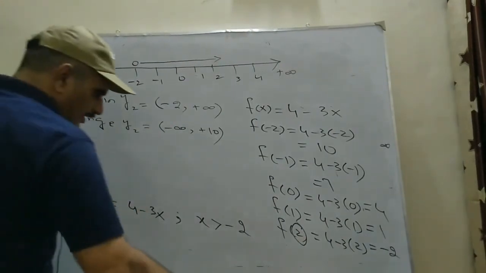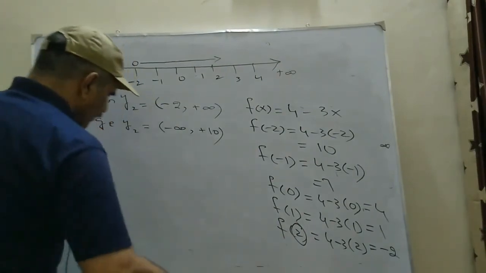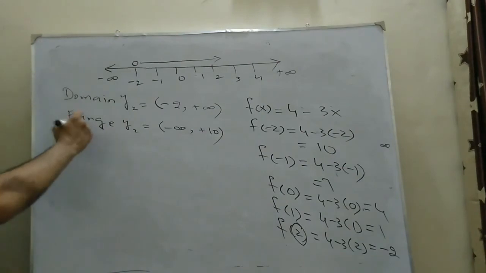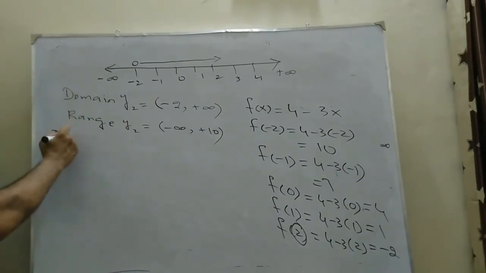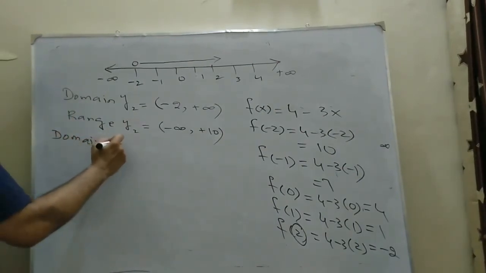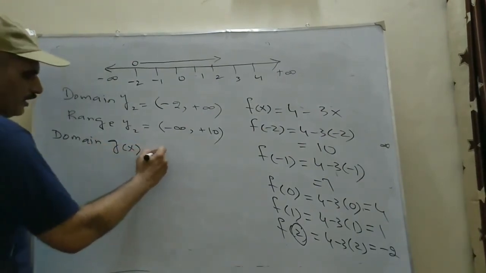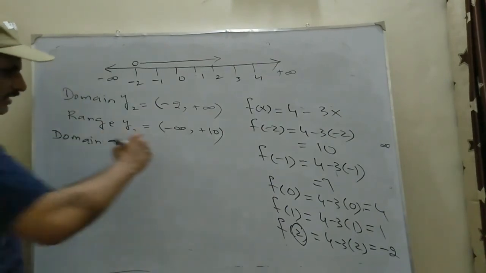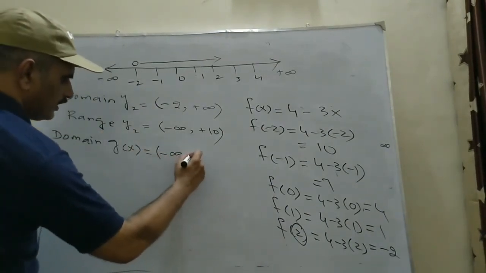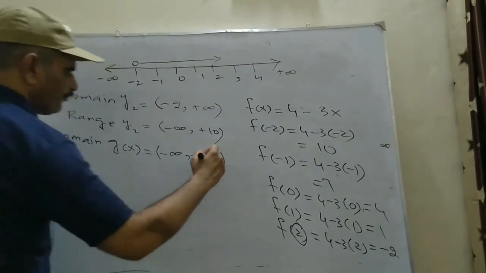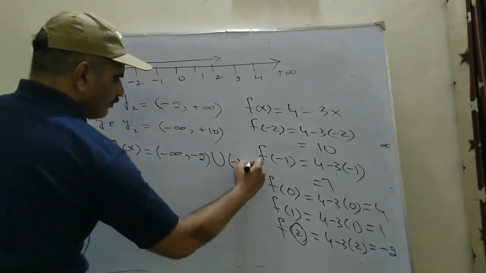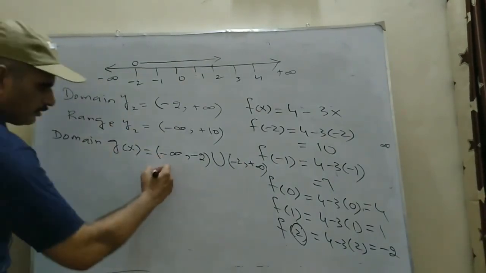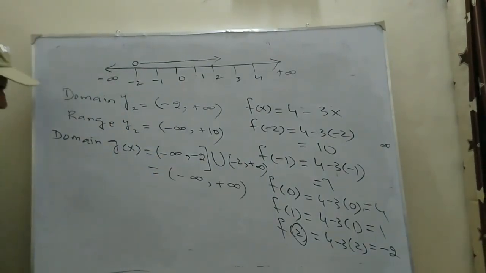Now when you are writing the final answer, you will combine the ranges of both parts and the domains of both parts. So the domain of g(x) finally will be minus infinity to minus 2, as we calculated for the first part, union minus 2 to plus infinity. That is the total domain of the function g(x).